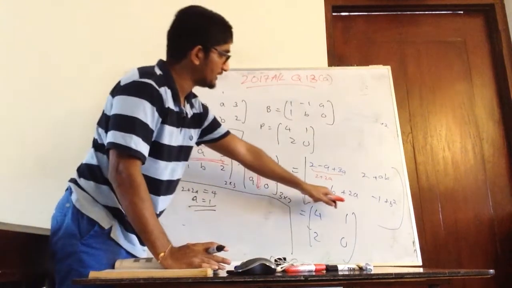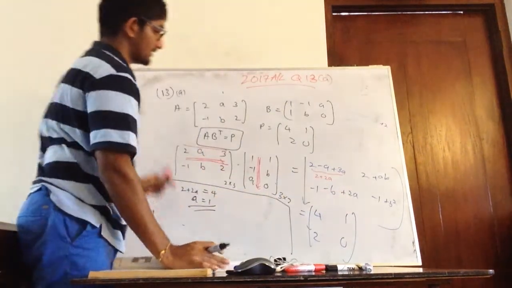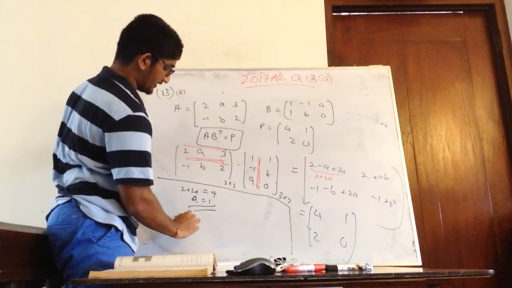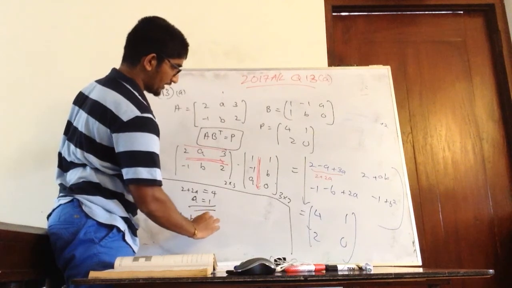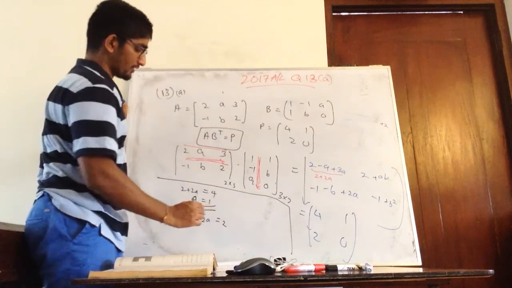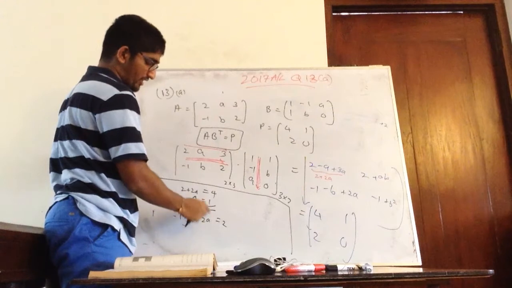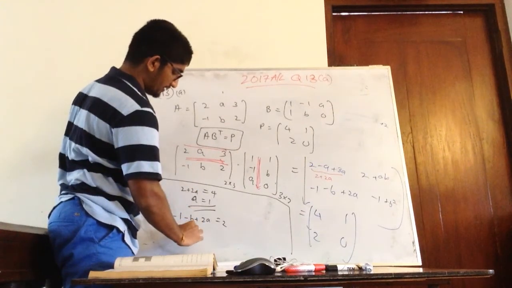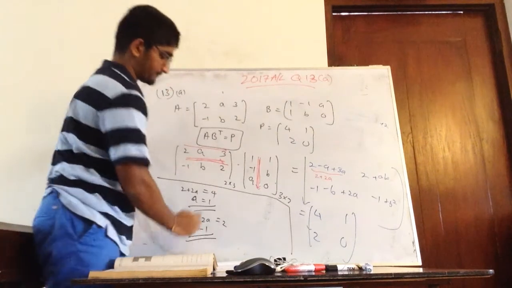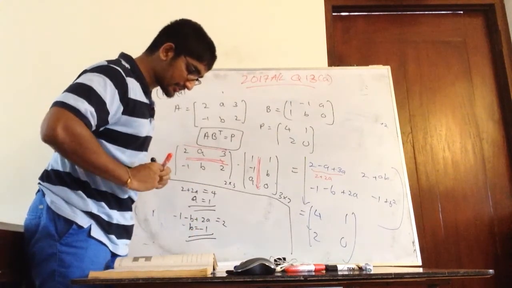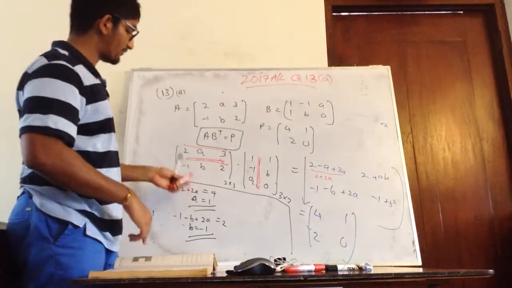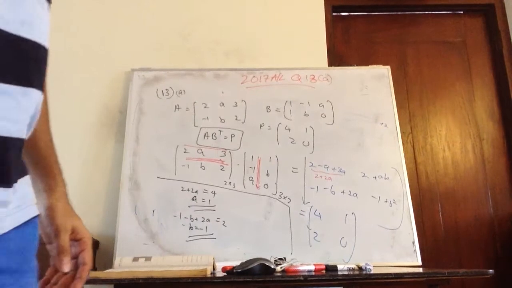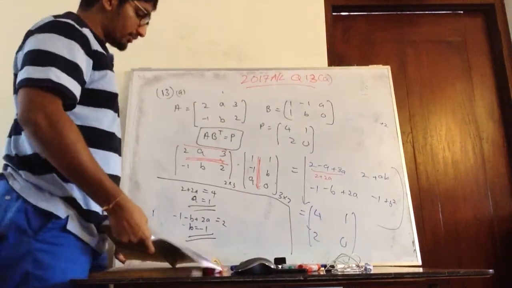Therefore, I'll be using this, so that I can get -1 minus B plus 2A equals 2. No? So 2A is going to be 2. 2 and 2 get cancelled off, then what? B becomes minus 1. Is that the answer we want? Exactly. So we have found A and B, right? Alright, so we come up to here.